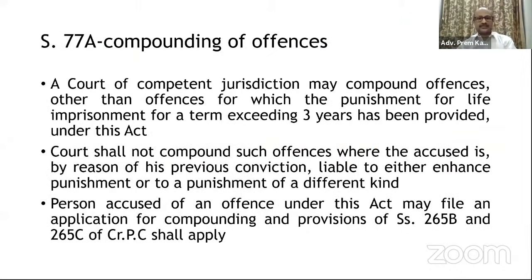Compounding of offences, 77A, is very clear. It gives what offences can be compounded, which is simple: other than the offences for which punishment for life or imprisonment for a term exceeding 3 years has been provided, all the others can be compounded. So any offence which has a term of less than 3 years, or which does not have imprisonment for life, can be compounded. The process is given. How it can be applied is also given. I would give a slip.